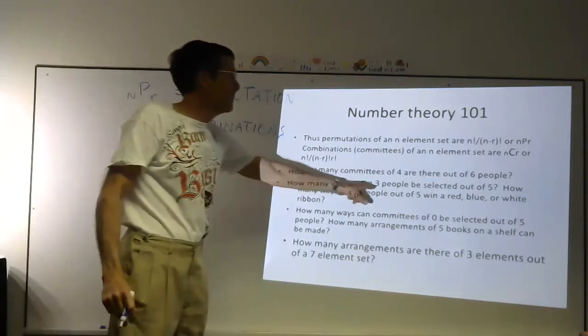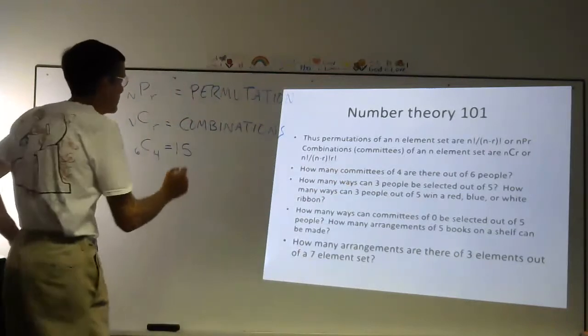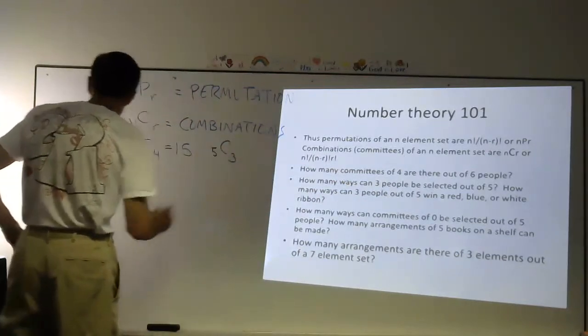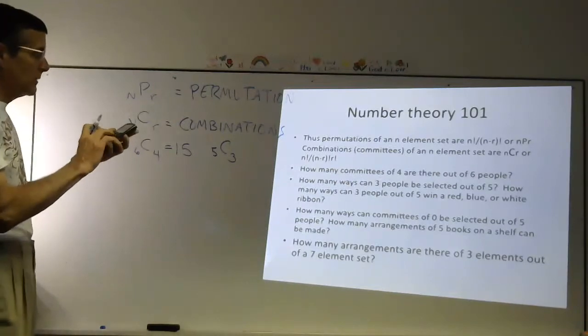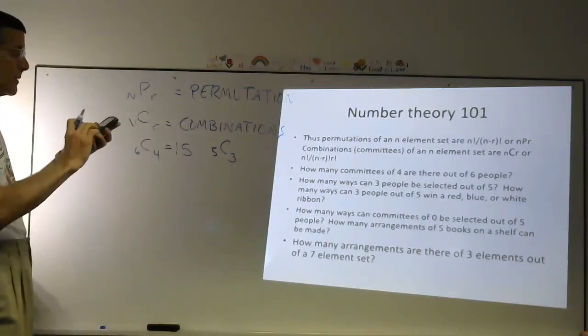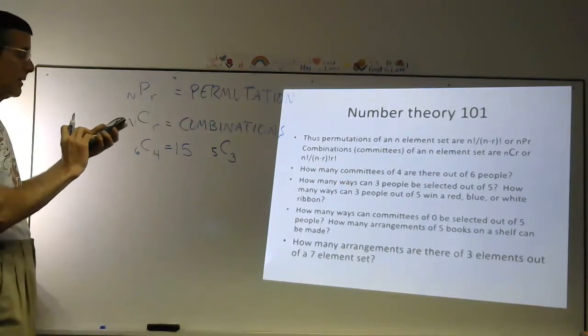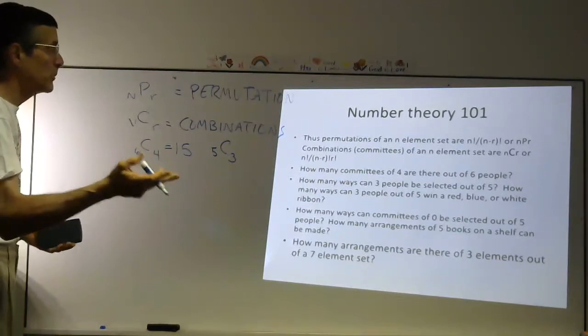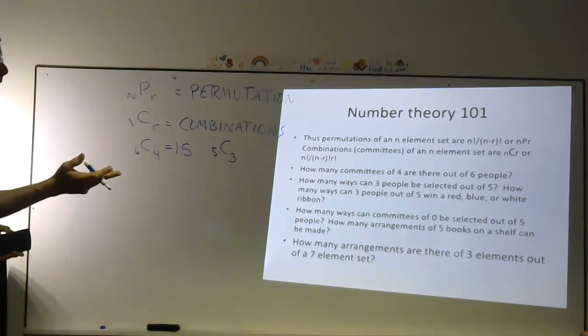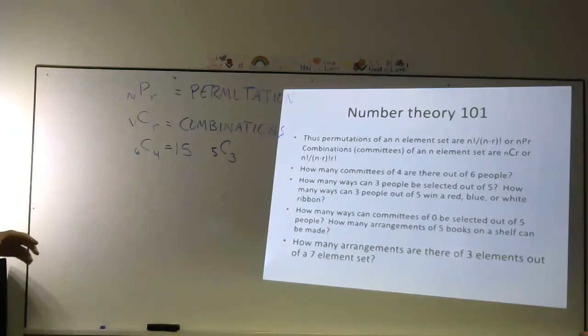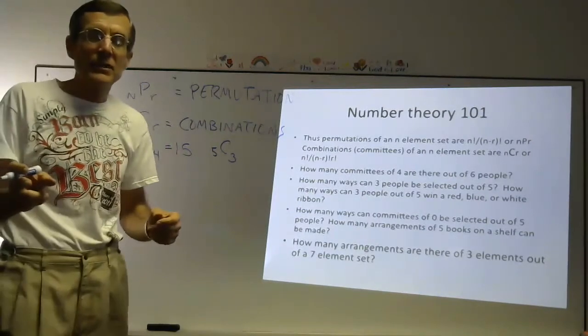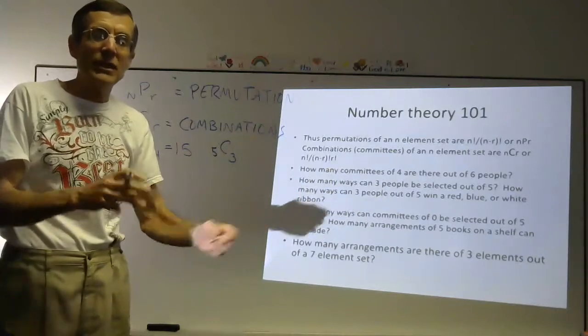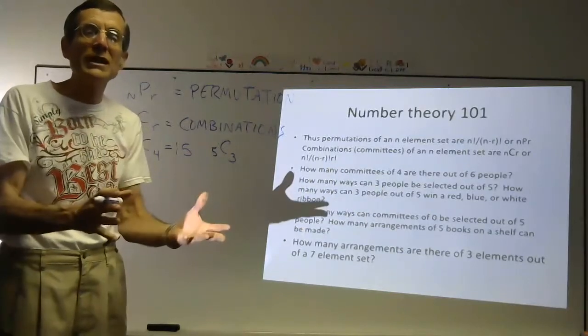How many ways can 3 people be selected out of 5? That would be a 5C3. And doing a 5C3, I get 10. Just like picking 2 people out of 5, picking 3 people out of 5, you get the same amount, which some people have a little problem with that. I'm going to say it again. If you pick 2 people out of 5, you get 10 committees. If you pick 3 people out of 5, you also get 10.